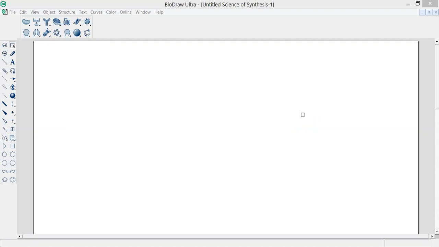Dear friends, today we will see how to draw the chemical structure by using different software. We will see how to draw the structure by using BioDraw software. There are many software programs which are utilized to draw the structure of chemical compounds.